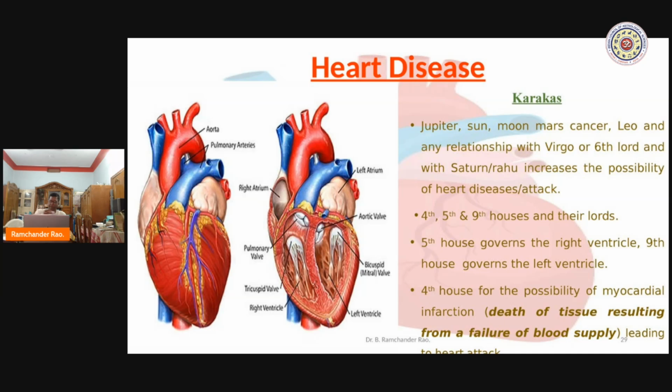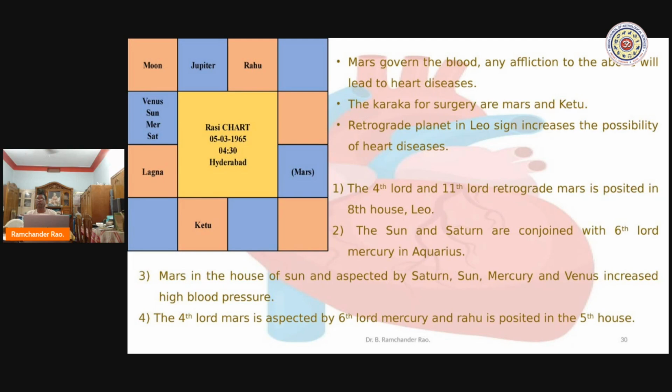Now next, see Mars. Here we have to see which house has got it. I told you, any retrograde planet in Leo, the thumb rule is that any planet, let it be benefic or anything, will lead to heart attack. Mars governs the blood, right? Any affliction to the above will lead to heart attack. If something happens to Mars, it will lead to heart attack. The karakas for surgery are Mars and Ketu. A retrograde planet in Leo sign increases the possibility of heart disease. This is a thumb rule. We can clearly state, yes, this will happen, during that dasa or antar dasa. Right? The fourth lord, now we can see.